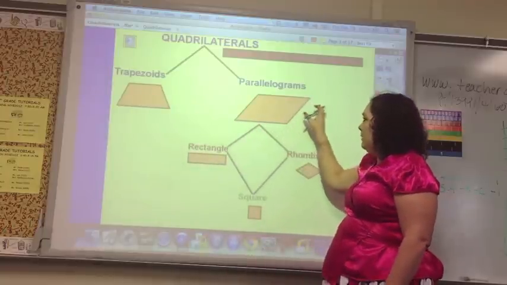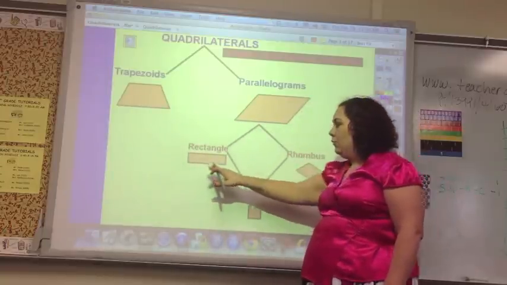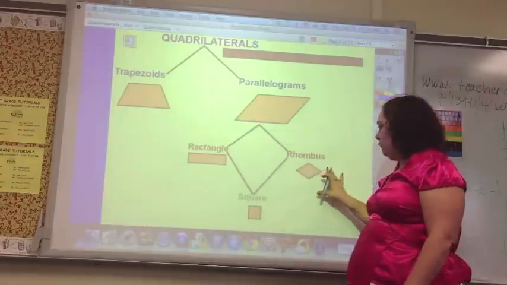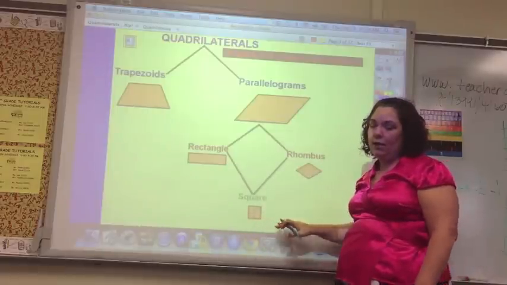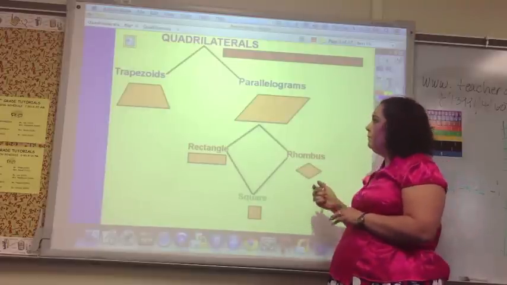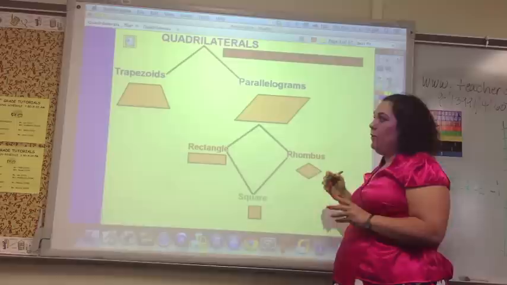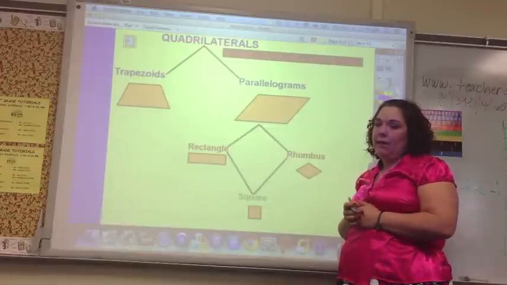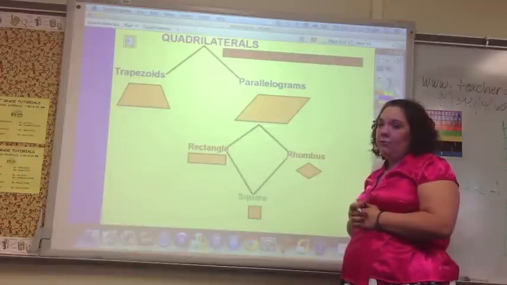So parallelograms, you're going to fill in the information. Rectangles, you're going to fill in the information. Rhombus, and then square down here. And then there's space at the bottom for some more notes at the end. So you're going to do a lot of pausing in this video to jot down your notes.